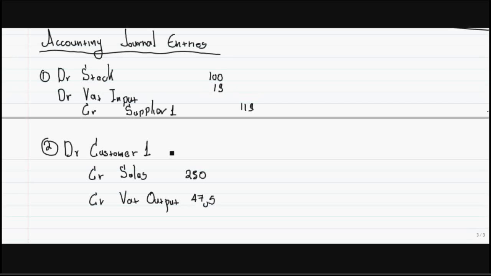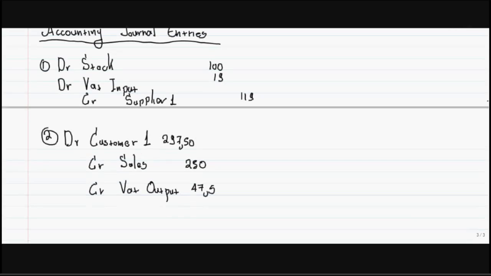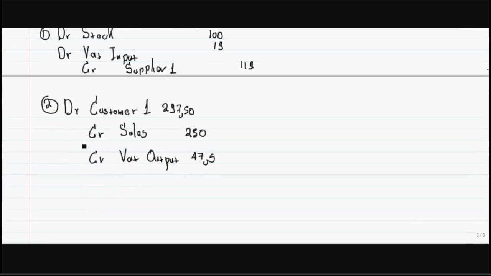19% multiplied by 250 euros. And customer number 1 needs to pay us the total amount of 297.5 euros. And of course we need to recognize our cost of sales. The cost of this item was 100, and we need to decrease the stock because now we sold this item, so we credit stock 100.